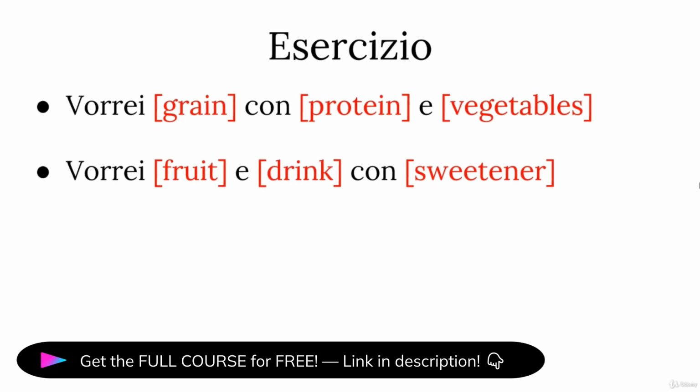Perfect. Very good. So let's do a mini exercise. What you have to do here is to replace the red word in brackets with one of the foods we have done today and that belongs to that category. So you have, for example, vegetables, fruit, drink, sweetener. Okay? So I'll leave you a few seconds to complete the exercise, but you can just pause the video and do it on your own, take your time, and then resume the video when you're done. Okay? Let's start.